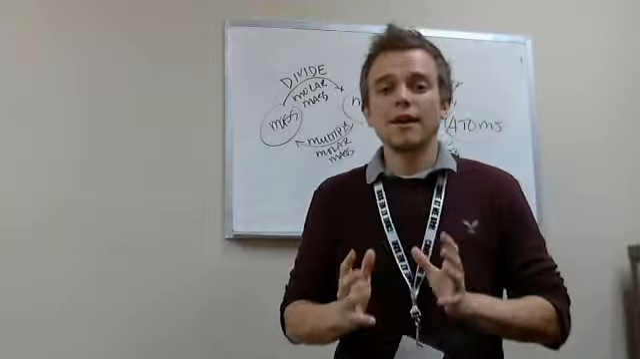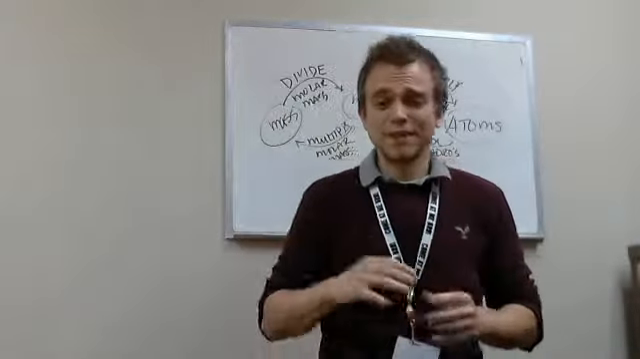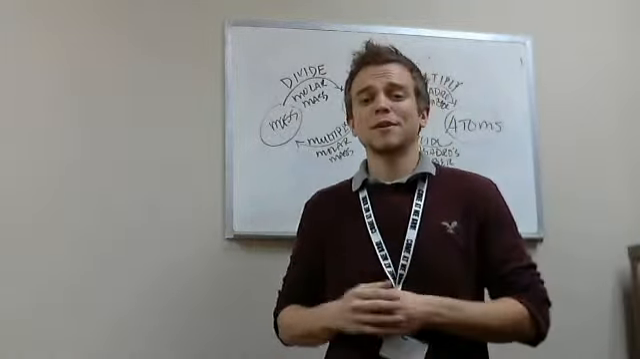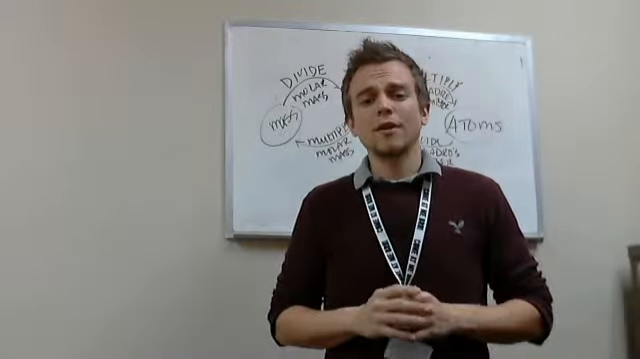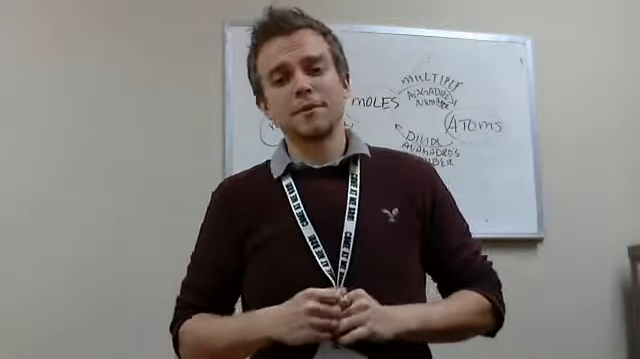Now the mole is a lot like that. It's called the collection term. Except instead of 12, like a dozen, it's 6.02 times 10 to the 23rd. It's a huge number. What we call that is Avogadro's number. He's the dude who came up with it.